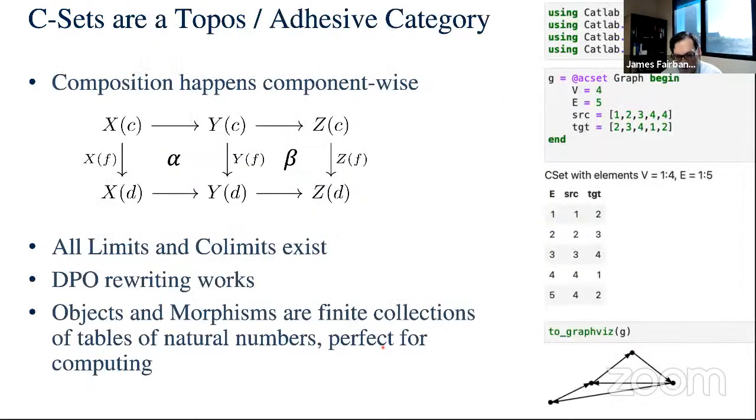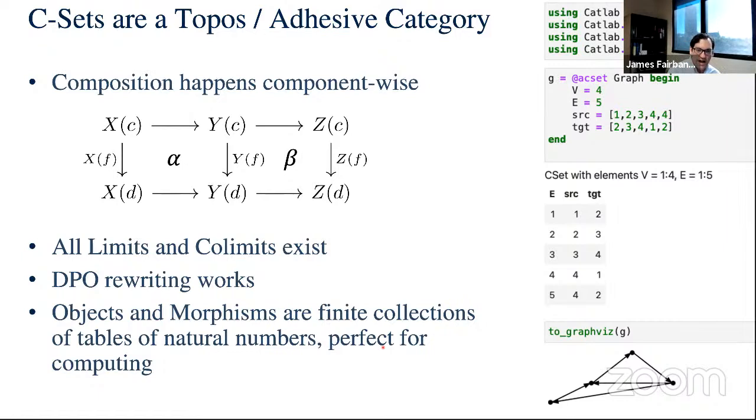So here's how this grinds out in implementation. There's also some facts about CSets. They're a topos and an adhesive category. And since they're adhesive, we get all limits and colimits exist, and DPO rewriting will work. You can compute pushout complements. You can set up double pushout rewriting rules, and we'll get to that in a little bit.